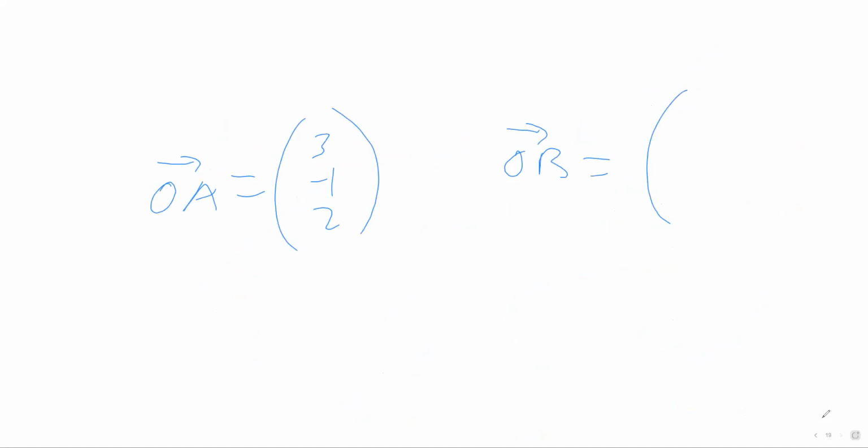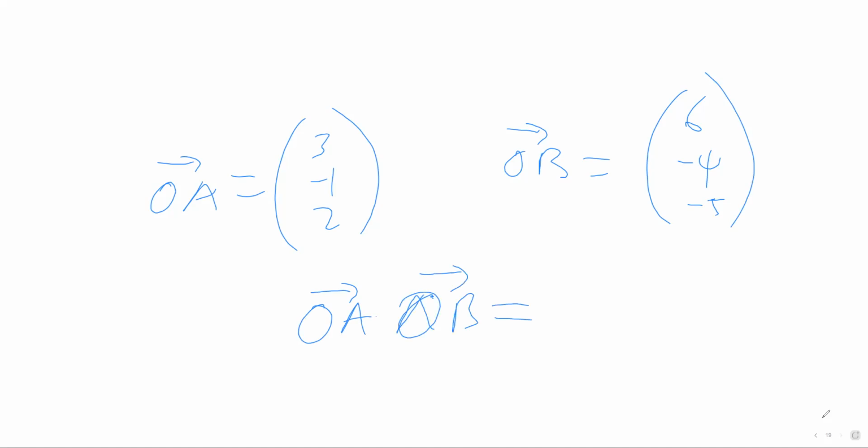What I mean is, suppose you have the vector OA given in column form, 3, negative 1, 2. You have OB also given in column form. Then you want to find this. Like I said, it's not easy to get an angle between them, so that becomes a little bit more complicated.